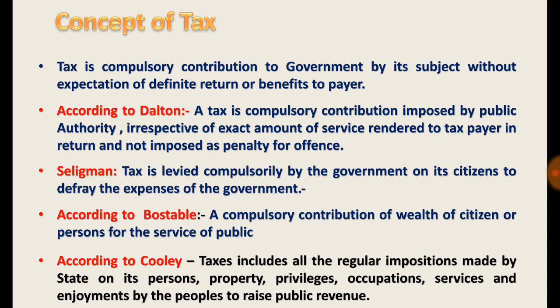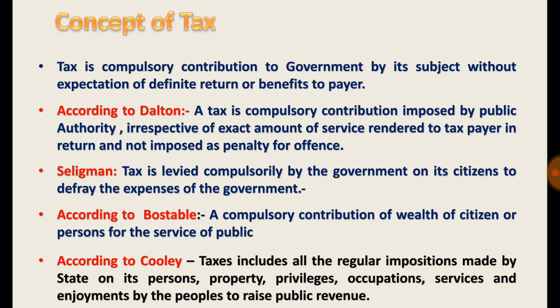Firstly we must see the definition given by Dalton, and according to Dalton, the tax is a compulsory contribution imposed by public authority. You must understand the wordings. The tax is a compulsory contribution imposed by public authority, irrespective of the exact amount of services rendered to the taxpayer in return, and it is not imposed as a penalty for an offense. So Dalton explains the term tax as a compulsory contribution imposed by government on its citizens, and for that contribution, the persons who pay it can't expect something specific.